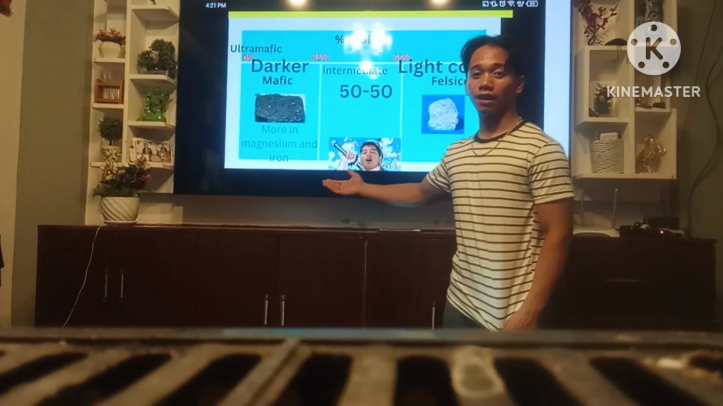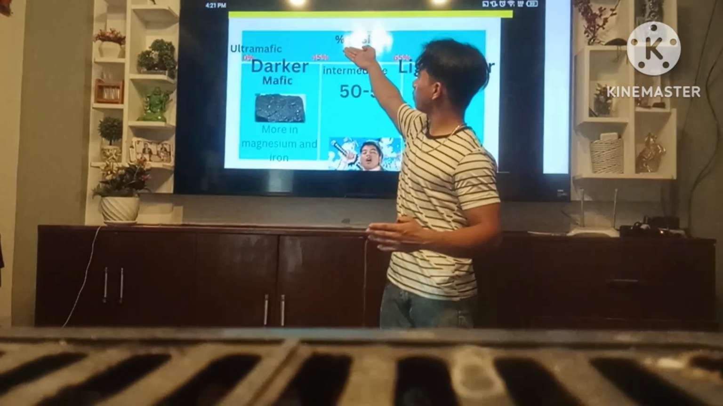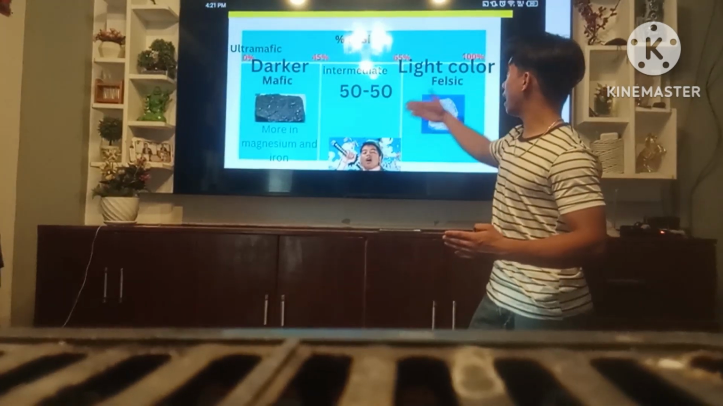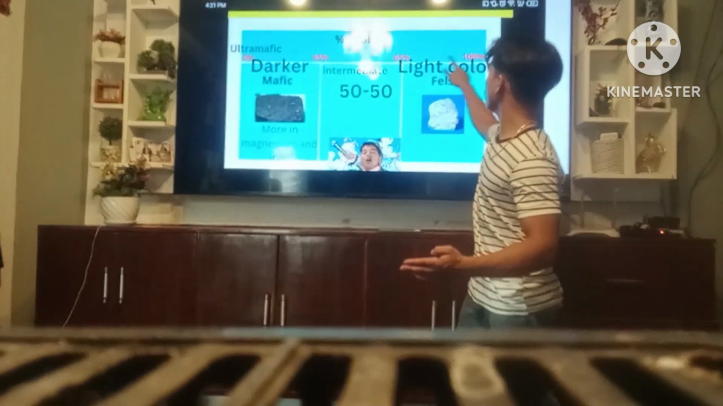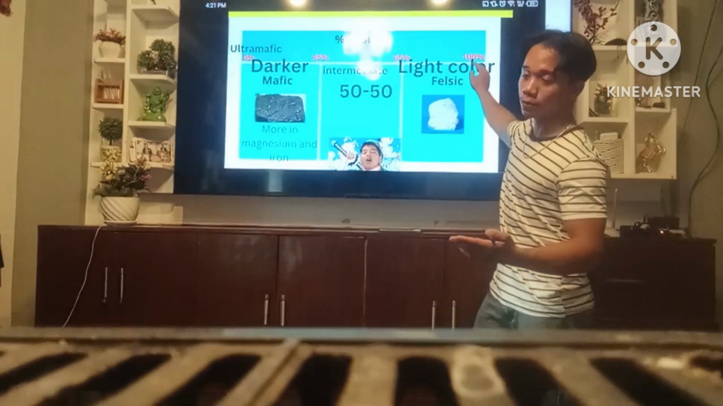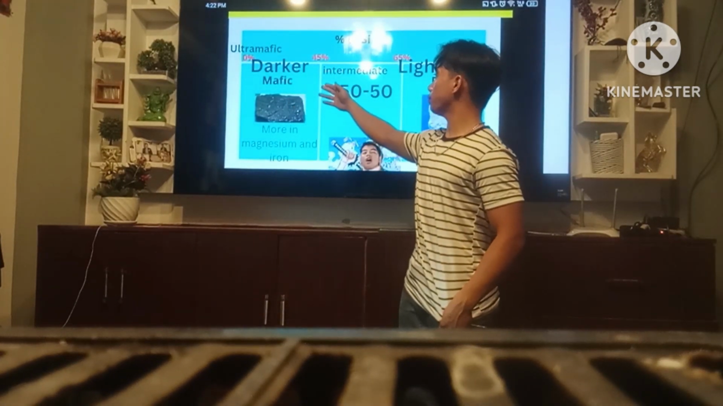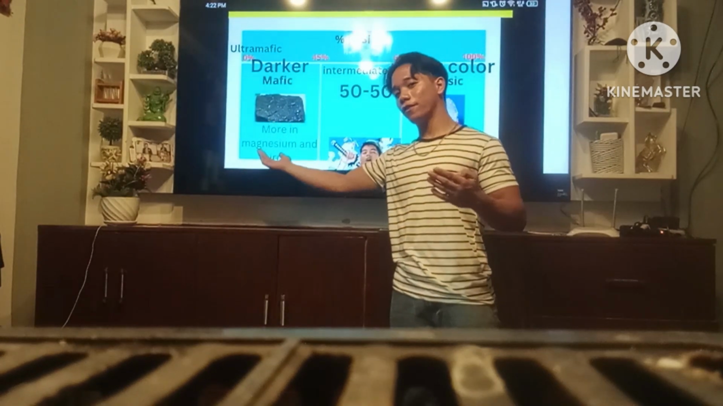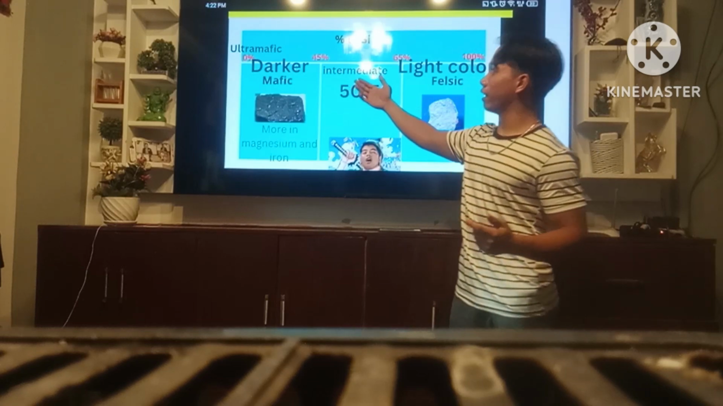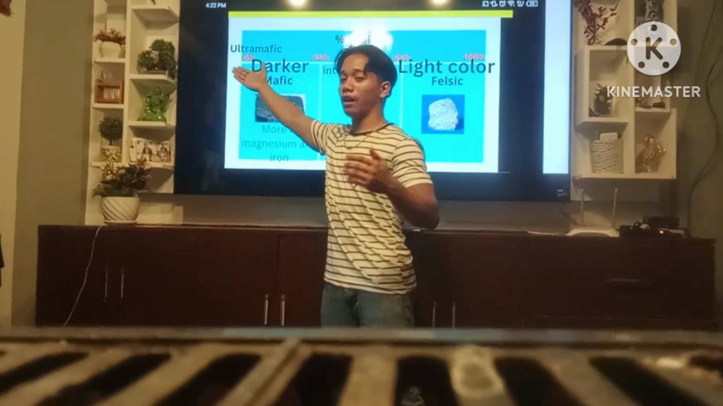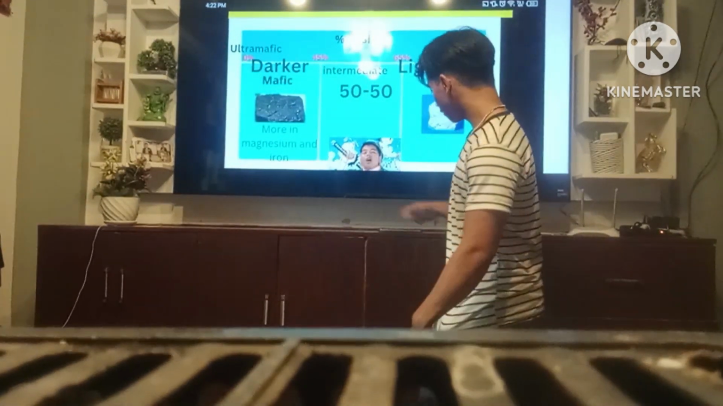So I share with you that the ultramafics are low in percentage of silicon, while felsics are very high in percentage of silicon. 65 to 100% are considered felsic rock, while 0% to 45% are considered mafic rocks, and 50-50 are the intermediates. Then ultramafic rocks are almost 0% silicon.